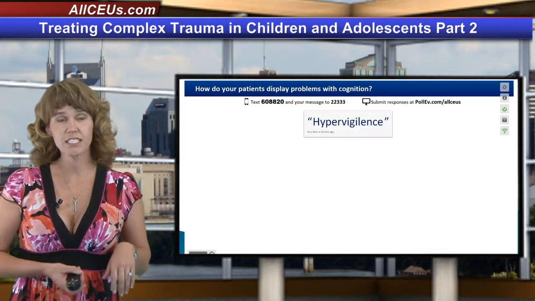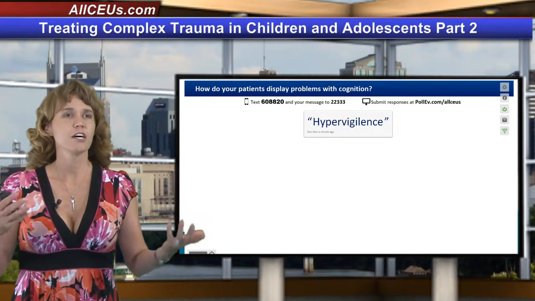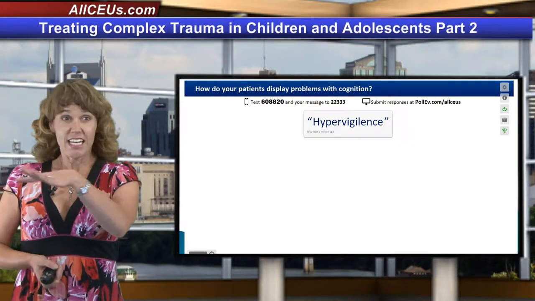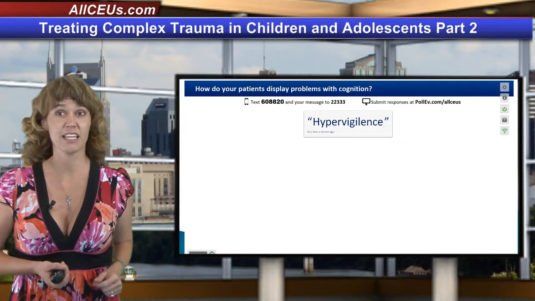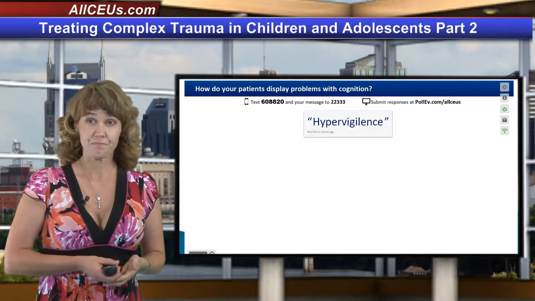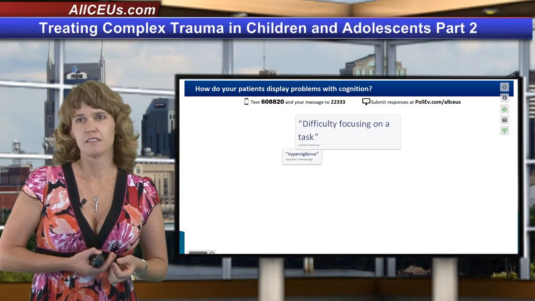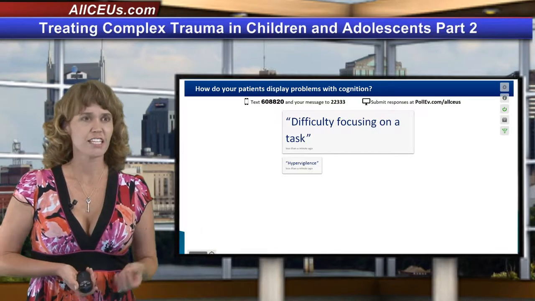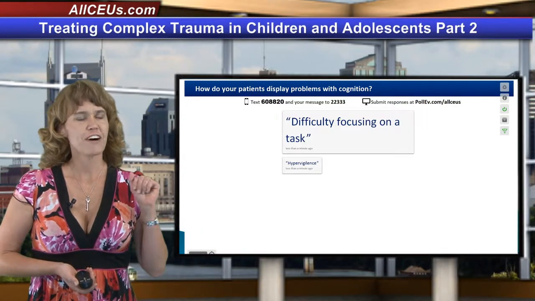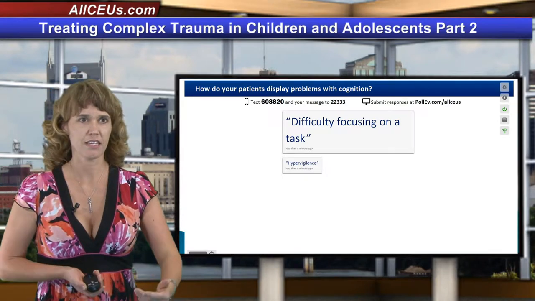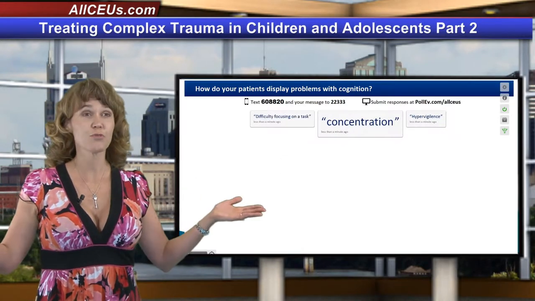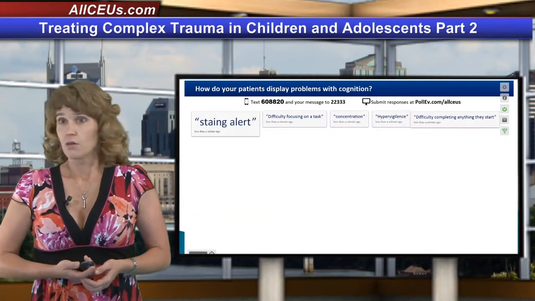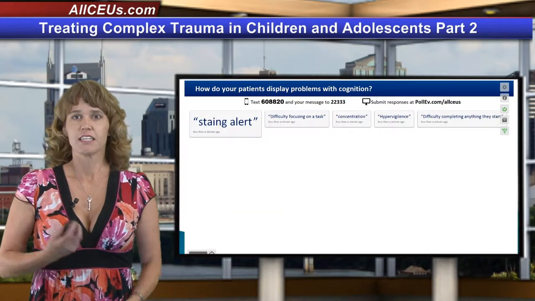Okay, hypervigilance, definitely. Being on guard all the time and constantly being aware means you're scanning, but it's hard to get in depth with anything. Difficulty focusing on a task. Challenging to follow through. When you start something, you can be distracted because guess what? That's how life was when the child was growing up. Ooh, lots of things coming in.